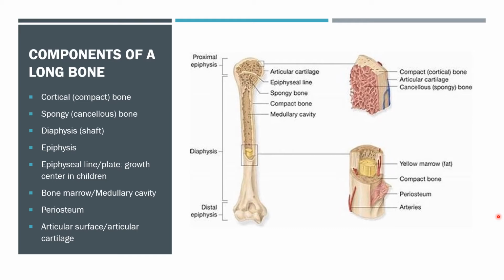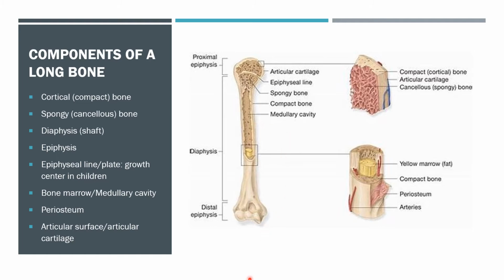Now let's talk about the components of a long bone. So there are two types of bone. You have your cortical bone and your spongy bone. Your cortical or your compact bone is the bone that's on the outer portion. That's the solid part of the bone. Your spongy bone is, of course, the spongy portion. And looking at it here, it tends to be located in the epiphyseal area of the bone.